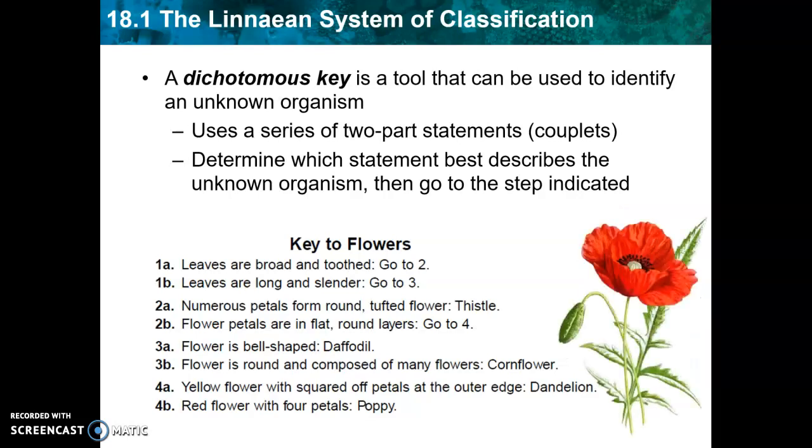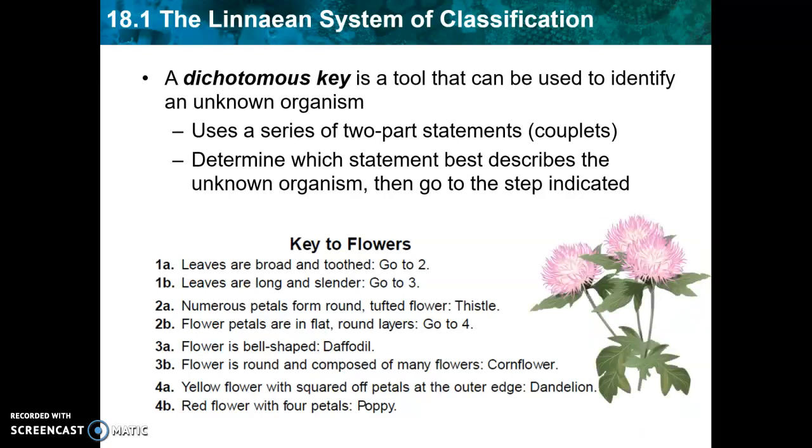What about this guy? Leaves are going to be broad and toothed here, so we're going to go to 2. 2A has numerous petals, form a round tufted flower. Doesn't look very tufty here. Petals are flat round layers. Go to 4. It's not yellow. It is red with 4 petals, so that would be a poppy.